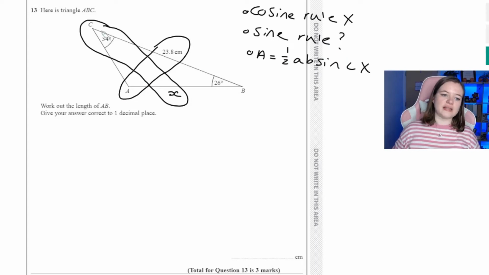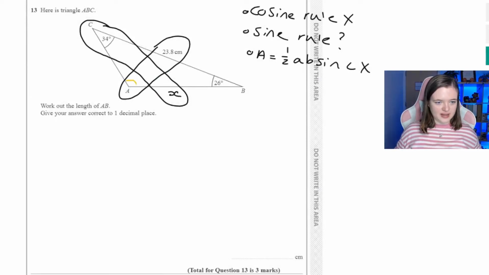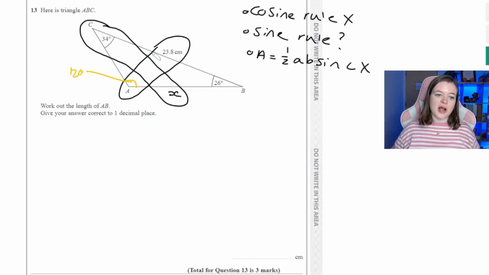Now, you might notice, angles in a triangle, still, in non-right-angled triangles, add to 180. So let's find this angle here. Maybe a different colour, actually. Put it in yellow. Find this angle here, which is going to be 180 minus 26 minus 34. And that there then is 120. So now I have one full pair in A and 23.8, and I have a half pair in 34 and X. So let me write out the sine rule.